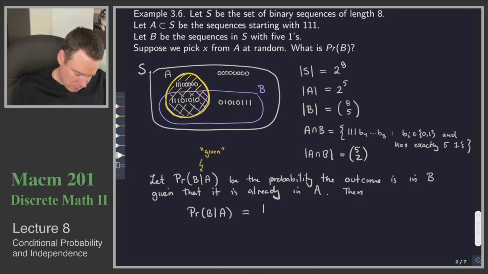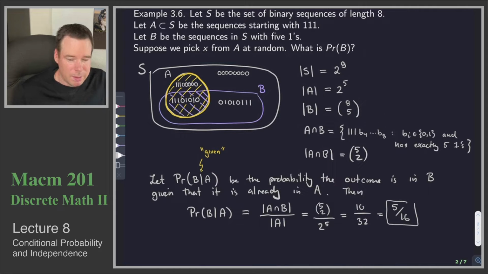So it's the size of the intersection of A and B all over the size of A, because now I'm thinking of A as my sample space. The size of A intersect B, that's 5 choose 2. The size of A, that's 2 to the 5. 5 choose 2 is 10. 2 to the 5 is 32. Both of those are even, so I get a 5/16. So the probability that if I've selected a string and it is from A, the probability that it's also in B is 5/16.